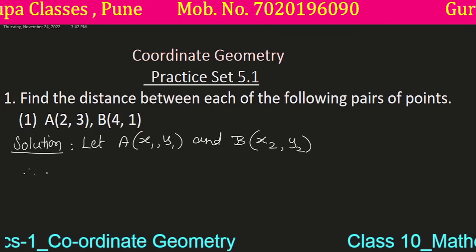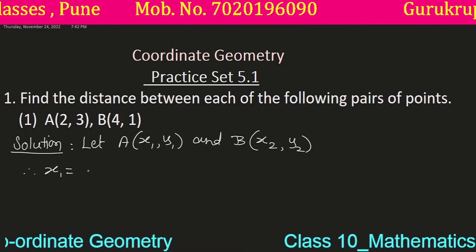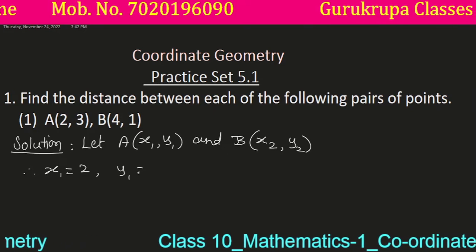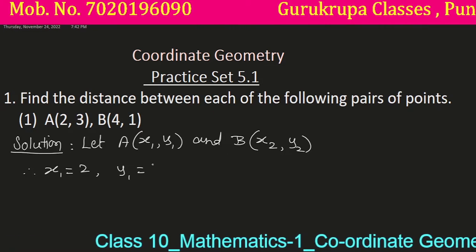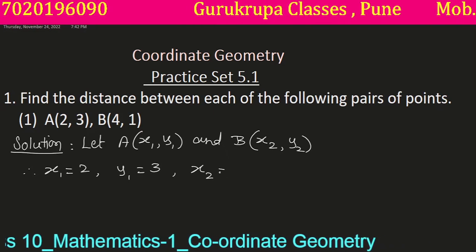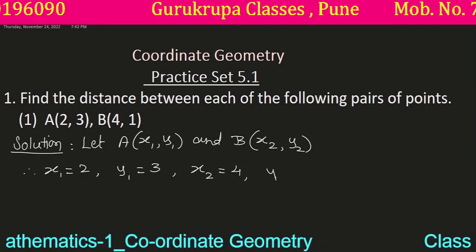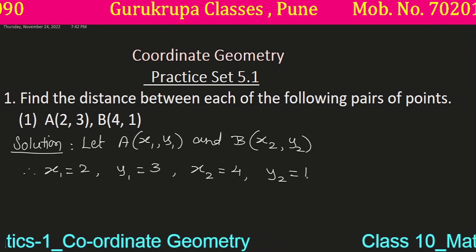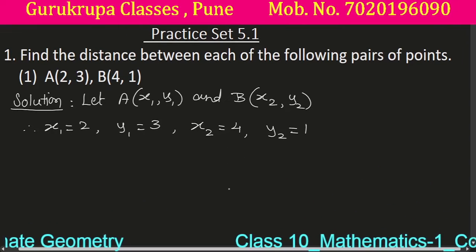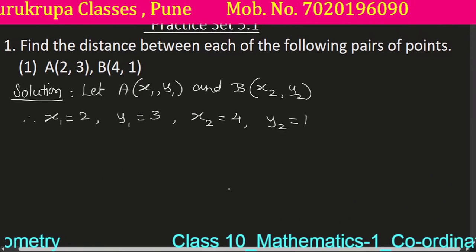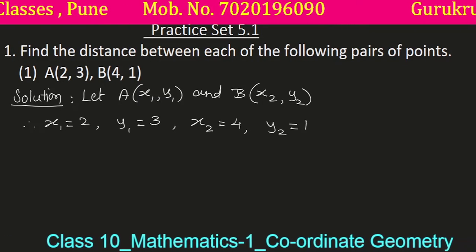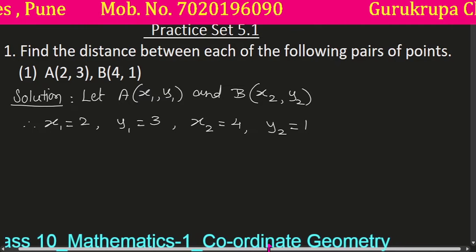So therefore x1 is equal to 2, y1 is equal to 3. Then x2 is equal to 4 and y2 is equal to 1. So here we get the values of x1 and y1, x2 and y2, which we are going to use in our distance formula. Did you get this point? Yes sir, no sir?